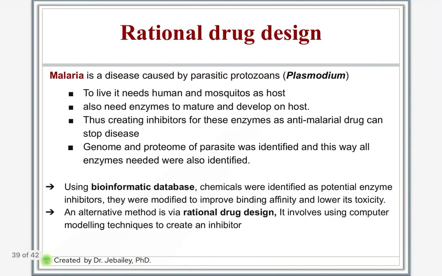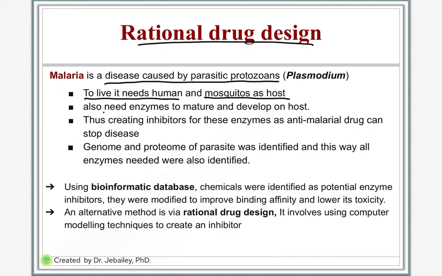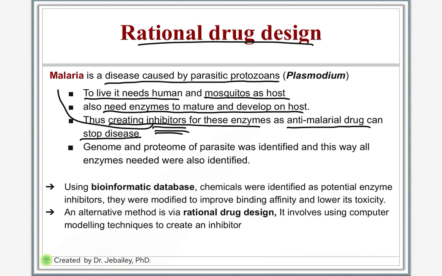So then we come to the rational drug design. Now, malaria is a disease caused by a parasitic protozoa, Plasmodium. To live, it needs a human or mosquito as a host. They also need enzymes to mature and develop in the host, thus creating inhibitors for these enzymes as an anti-malarial drug can be stopping the disease. So again, we want to create an inhibitor that will stop malaria. So it has to be an inhibitor that will stop this parasitic organism.